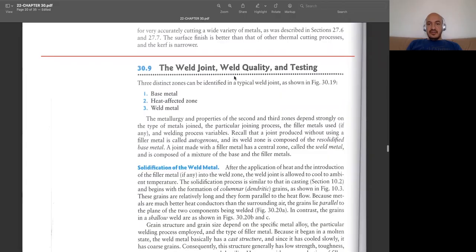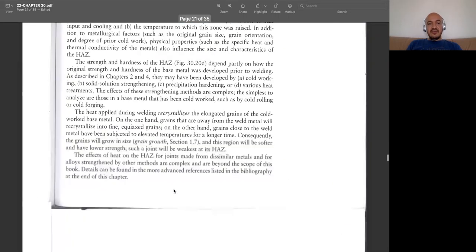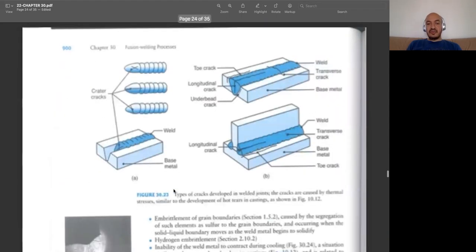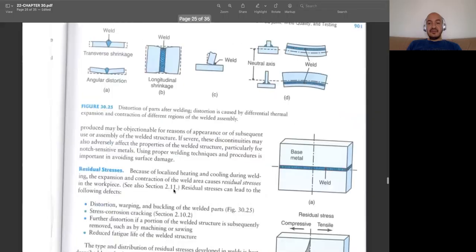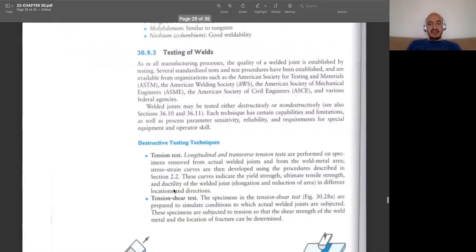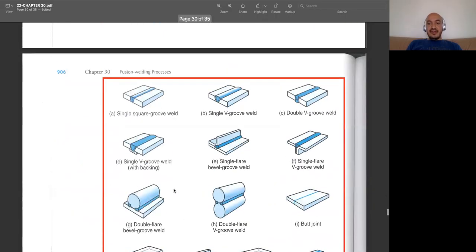And you are not, by the way, responsible for this part, the quality of the welds. And we'll be briefly talking about the selection, how we select the process, what are the types of typical welds. And that should be the next section. So what are the types of welds?